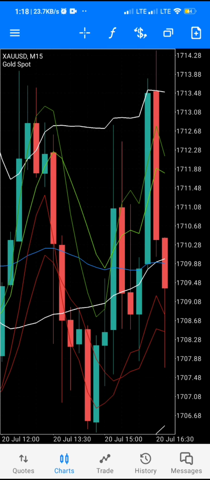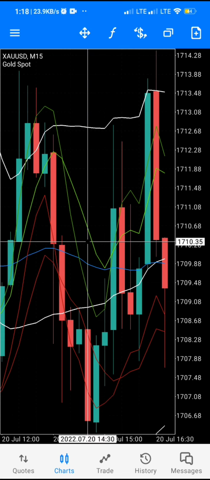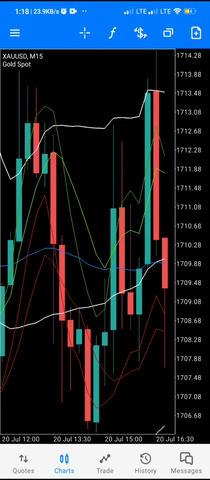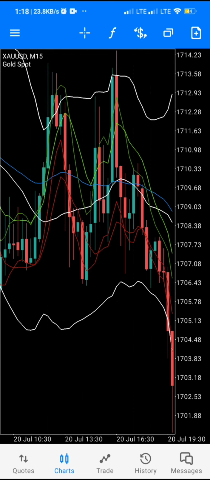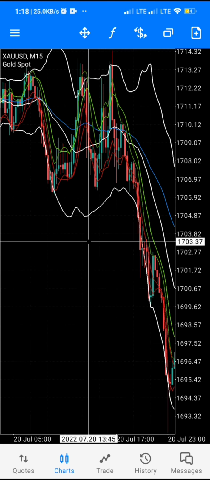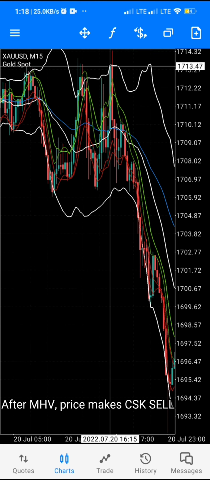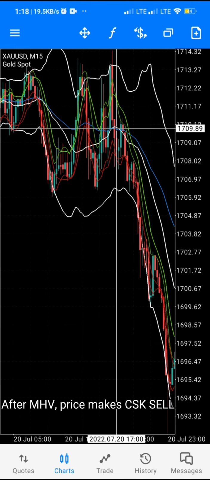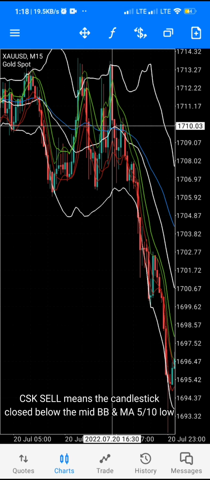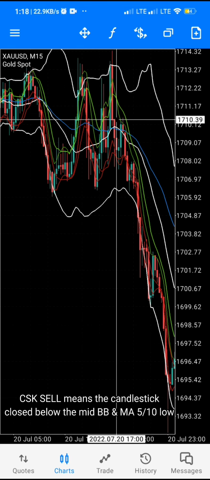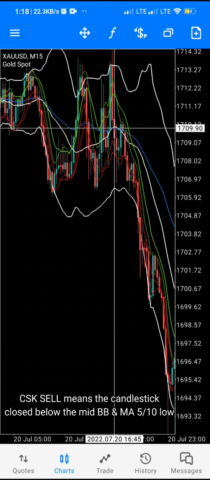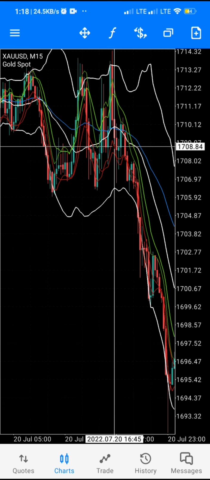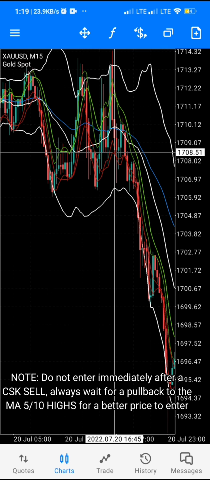Okay, so the next leg of the market motion after the MHV, let me try and scale this. After the MHV up here, price didn't close above, so we have the CSK sell. I know this is a new term. The CSK sell simply means the candlestick closes below the mid Bollinger Band and below the MA lows. So in this situation, do not enter a sell here.